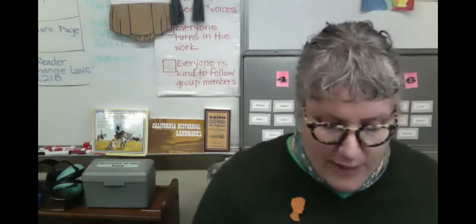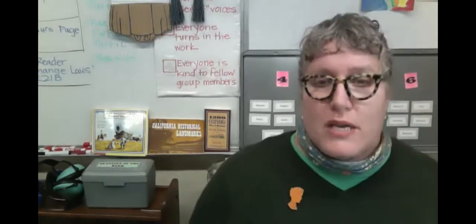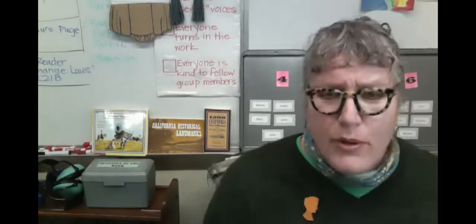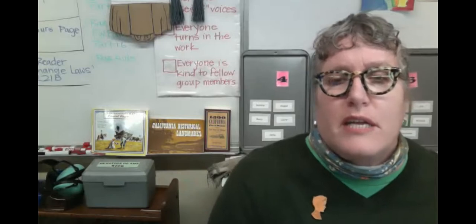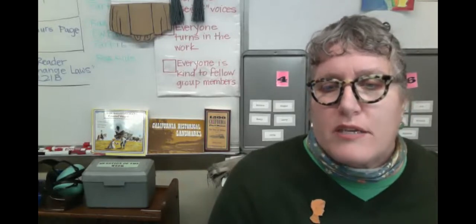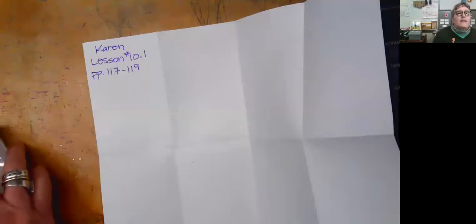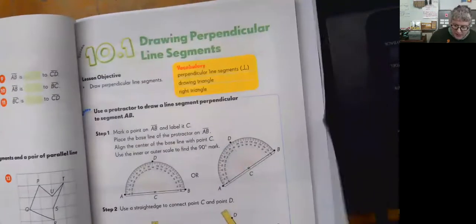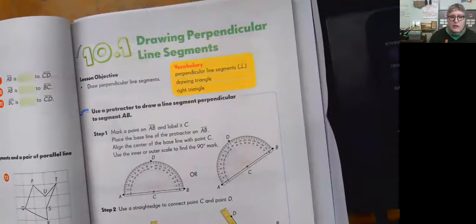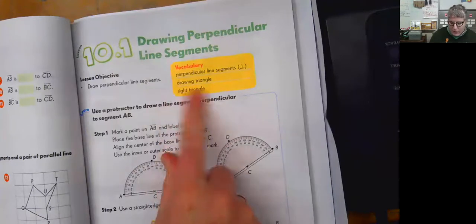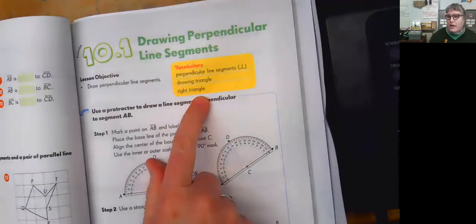So we're going to look at pages 117 to 119. I went ahead and folded my paper into 8 squares and labeled it. And so I'm looking in my math book and we're going to learn a little bit about what perpendicular line segments look like. And we're also going to learn how to use a drawing triangle. And we're also going to learn about right triangles.